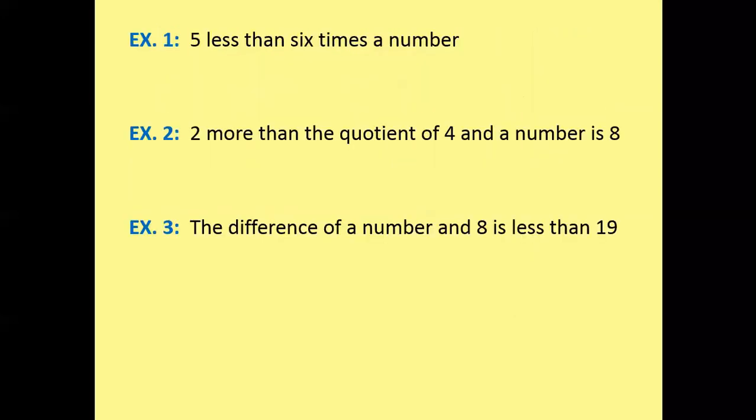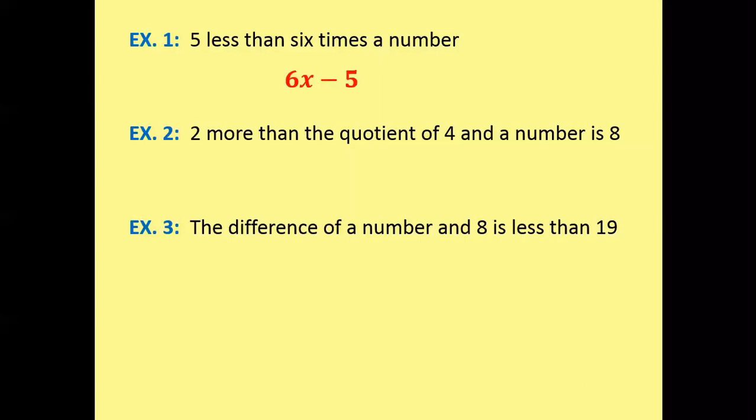All right, so here we're going to go with our expressions, equations, and inequalities. Example 1: 5 less than 6 times a number. So I see "5 less than," I know I'm going to be subtracting 5 from something. Well, what am I subtracting it from? I'm subtracting it from 6 times a number. So my answer is going to be 6 times a number, and then I'm subtracting 5 from it.